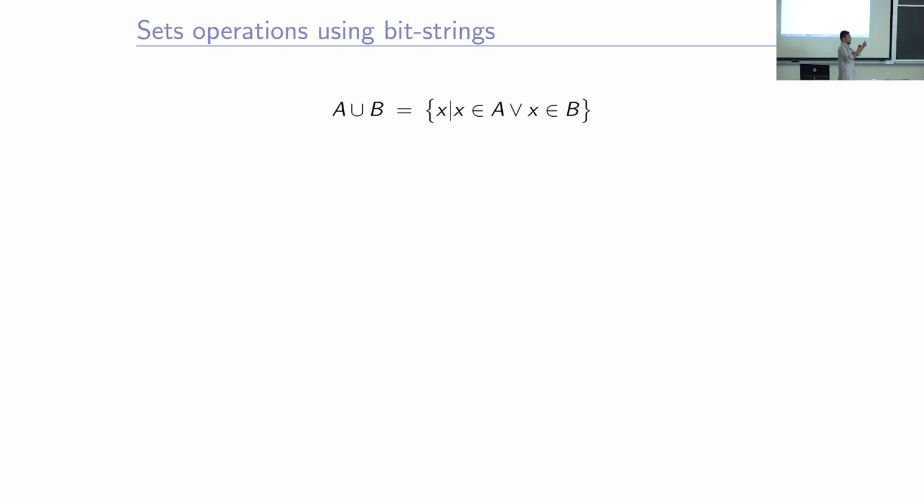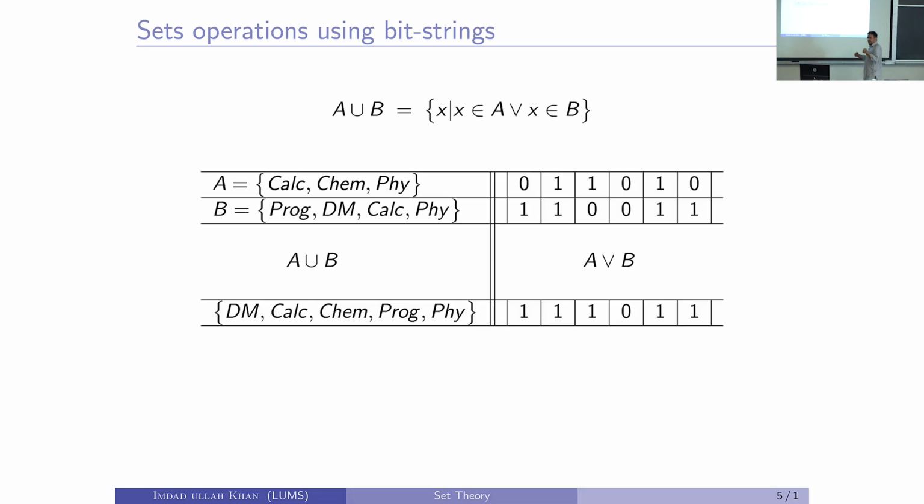What is A union B? It's a set of those elements that are in A or in B, right? The logical OR. In terms of bit vector representation, it will be the bitwise OR of the two sets. This makes sense? Bitwise OR, you just ask, is this element here? Does it make sense? Why would I take the OR of 0 and 1? This 0 and 1 means that whatever the first element of the universal set is, it is either in A or in B.